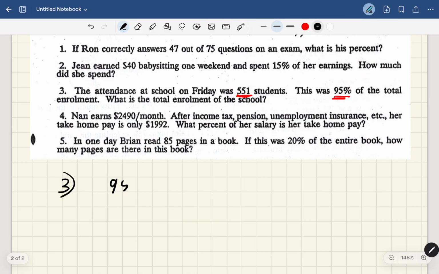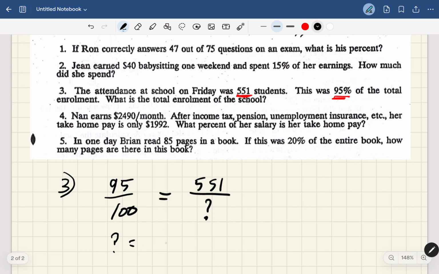I'll just write 95 over 100. And now this 551, that's not the total. That's 95%. So it goes on top. And the total is at the bottom. It's going to be more than 551. So these are easy if you set them up properly. So now I just go like this.